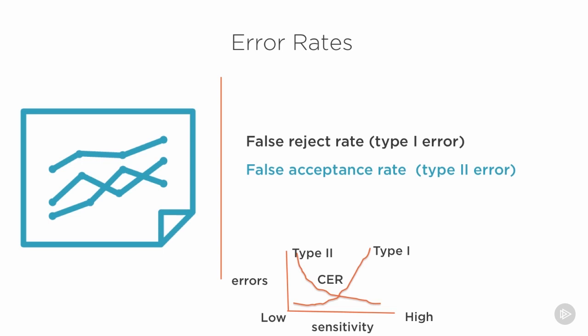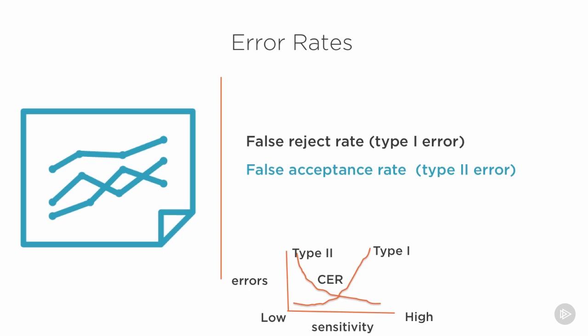False acceptance rate, or type 2 error, is when a person is able to get onto our systems as if they are somebody else, when they shouldn't have. And this type of error, of course, is much more serious. Now we have an unauthorized person able to get access and possibly able to do harm.